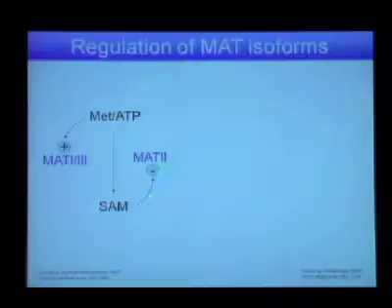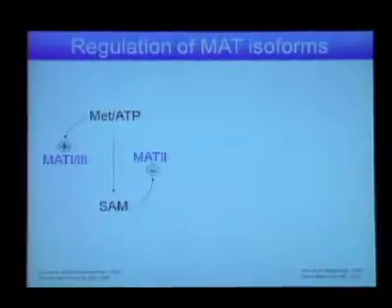So that means that the liver, having these particular isoforms, is able to metabolize most of the methionine, or at least 50% of the methionine from diet, and also is able to maintain higher S-adenosylmethionine levels than in any other tissue. And this is important to preserve well-differentiated and functional hepatocytes.